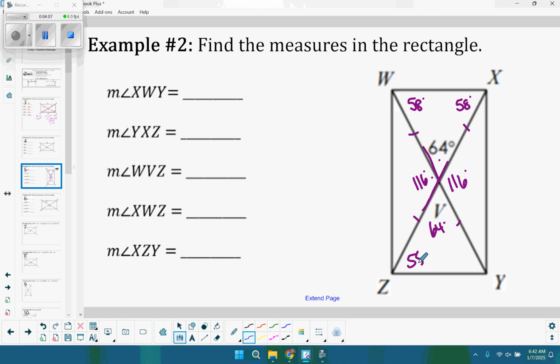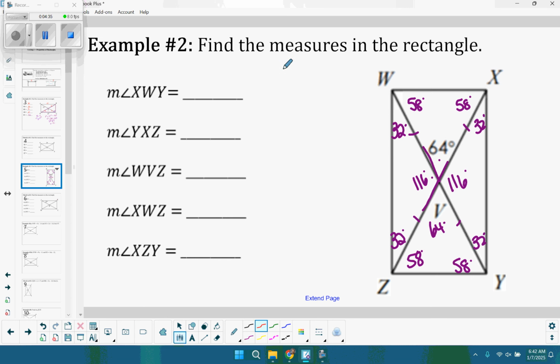Same thing's going to happen across in the other triangle. And then these bigger triangles, if I took the 116 away from the 180, I got 64 divided by 2, I get 32. Or I could have said, well, if the corner is 90 degrees and I know 58, 90 minus 58 is 32. So everything is filled in here. I can now answer all of these.